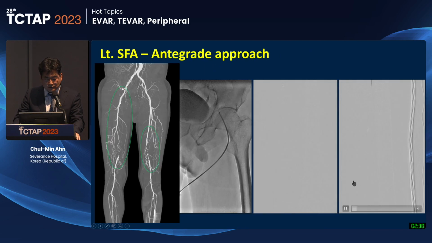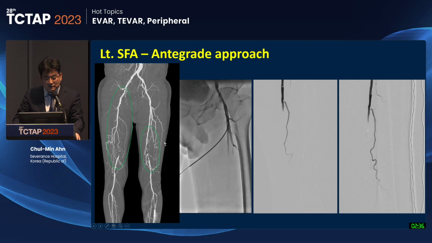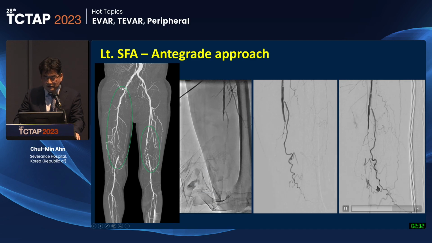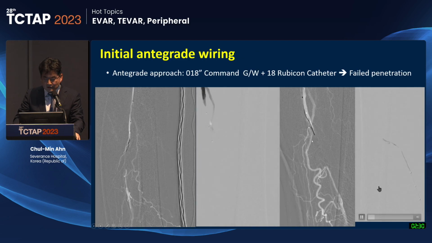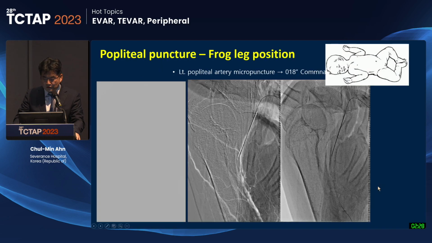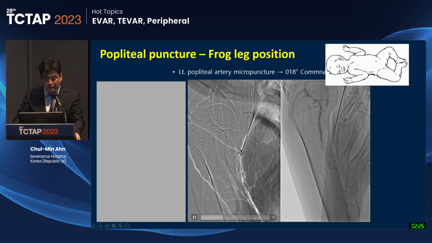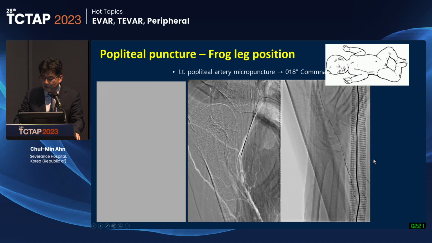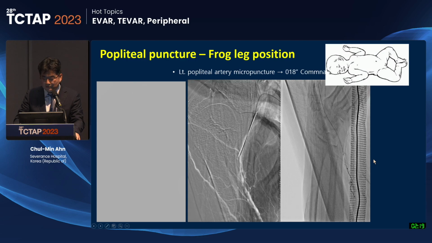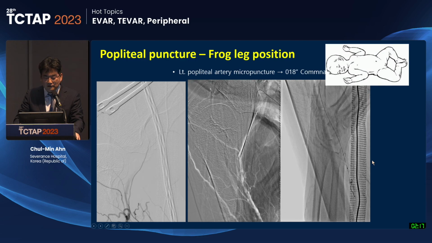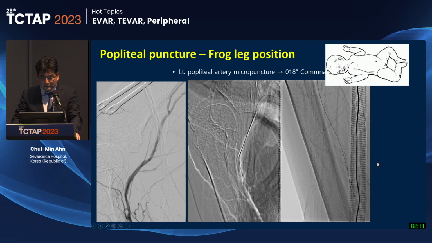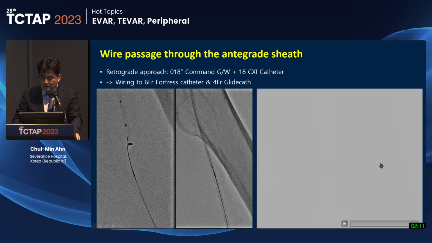The left side was also a CTO, although not a long one. We tried antegrade wiring first, but it was very difficult. So we changed the frog leg position to popliteal puncture, and then retrograde wiring with a bidirectional reverse CART technique was performed, and then final wiring was performed, and then we put in the stent or atherectomy.